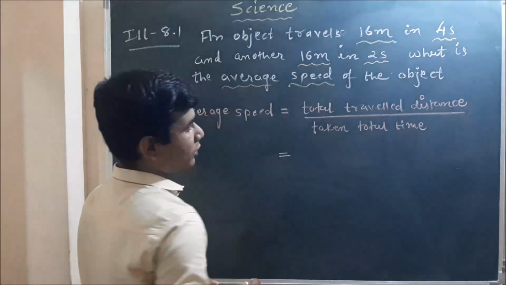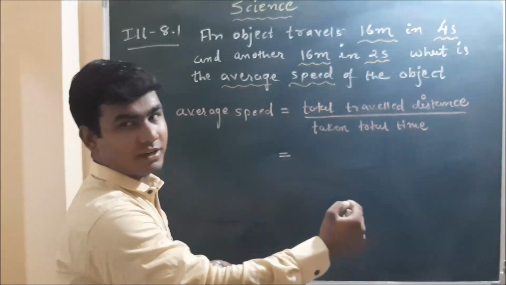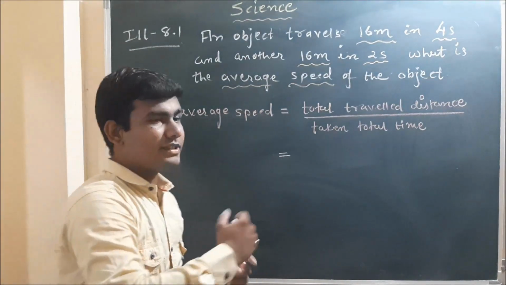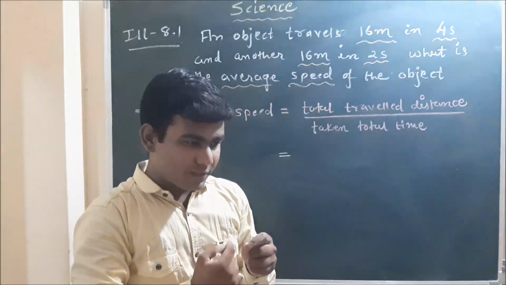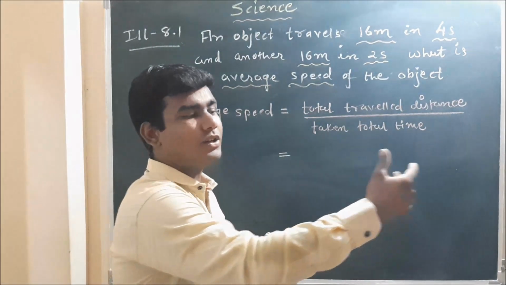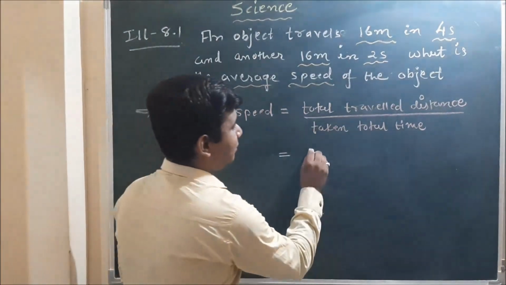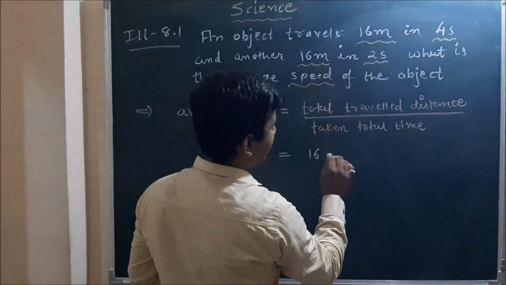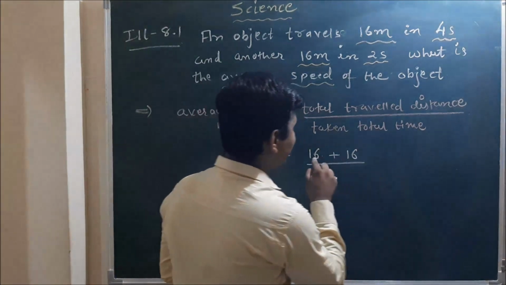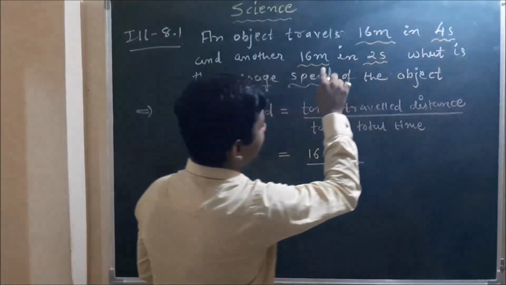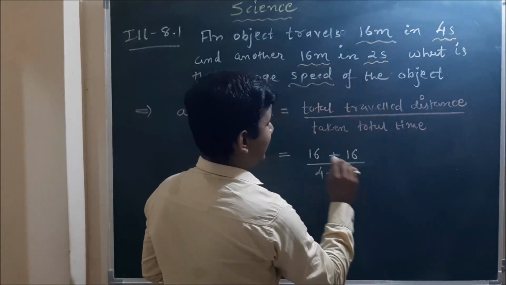It's very simple. Now, total distance. Again, read the question. An object is traveling 16 meter in 4 seconds and another 16 meter in 2 seconds. So, how much is our object traveling totally? In the first 4 seconds it is traveling 16 meter and in another 2 seconds also it is traveling 16 meter. So the total distance traveled by our object will be 16 meter plus 16 meter. And how much time is it taking? For the first 16 meter, it is taking 4 seconds, and for the other 16 meter, it is taking 2 seconds.